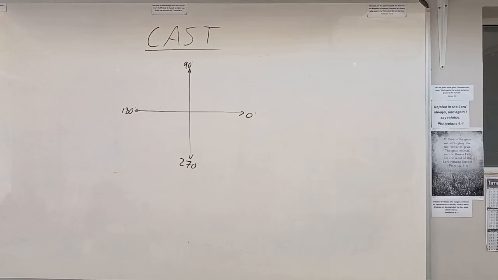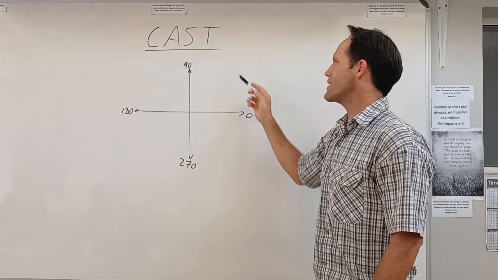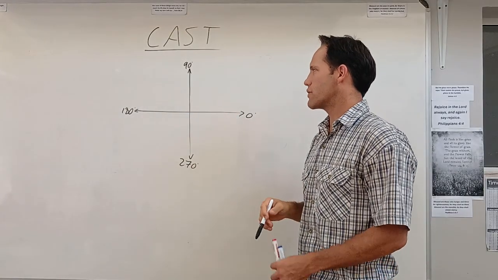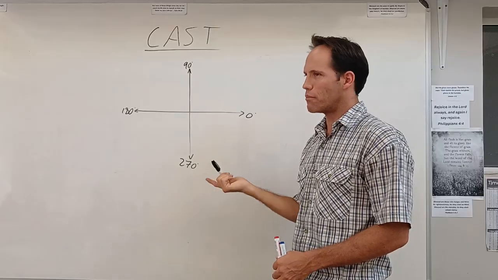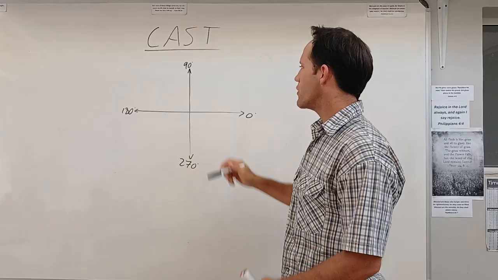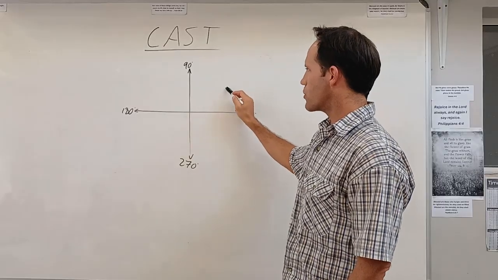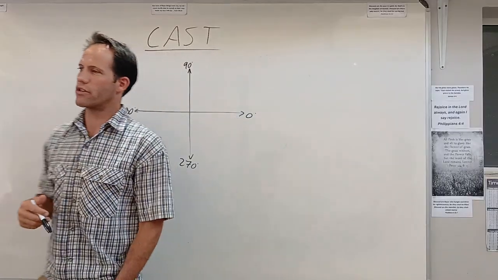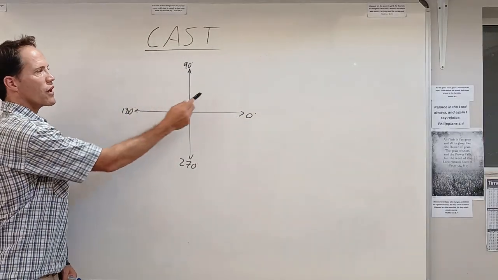Okay, so the word CAST is used basically to summarize the important things you need to know about sine, cosine, and tan, where they are positive, where they are negative. And that's the big thing. You need to know in the first quadrant, this is the first quadrant, second quadrant, third quadrant, and fourth quadrant. You've got your 4 quadrants. You need to know in each quadrant.